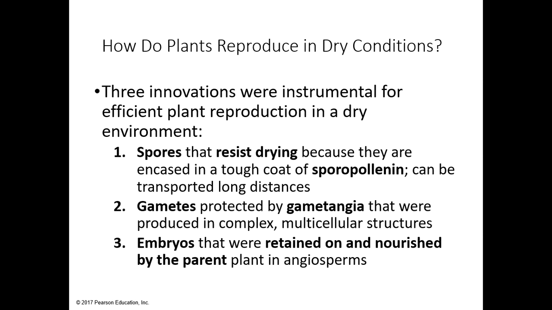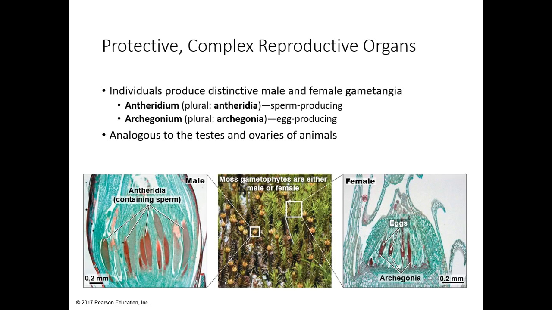So again, much more advanced than just simply releasing the spores and hoping they end up finding their counterpart out there to fertilize. So we're looking at these adaptations being crucial for survival on dry land. All right. So again, one such example here being the complex protective reproductive organs. So individual plants produce distinctive male and female gametangia. All right, so this is important because we're going to see the distinction here.